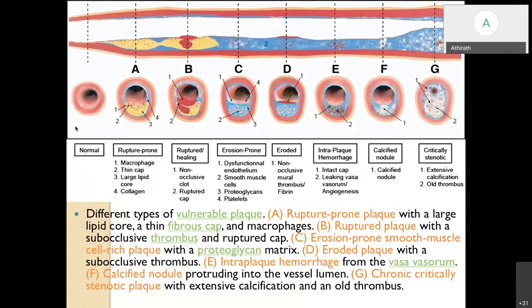These are the different types of vulnerable plaques. The first one is normal. A is a rupture-prone plaque with a large lipid core, a thin fibrous cap, and macrophages. B is a ruptured plaque with a suboclusive thrombus and a ruptured cap. C is an erosion-prone smooth muscle cell-rich plaque with a proteoglycan matrix. D is an eroded plaque with a suboclusive thrombus. E is intraplaque hemorrhage from the vasa vasorum. F is a calcified nodule protruding into the vessel lumen. G is a critically stenotic plaque with extensive calcification and an old thrombus. So all these types are different types of vulnerable plaque which need to be considered.